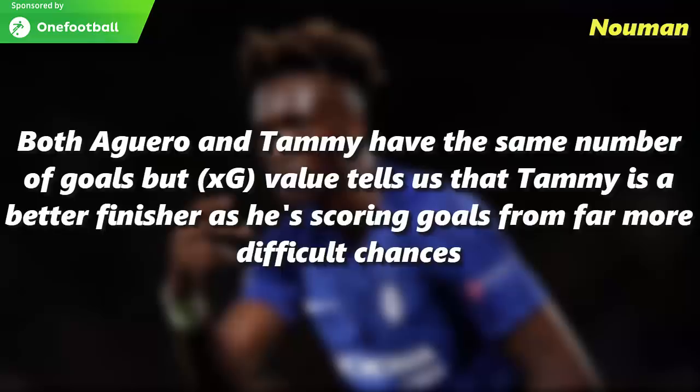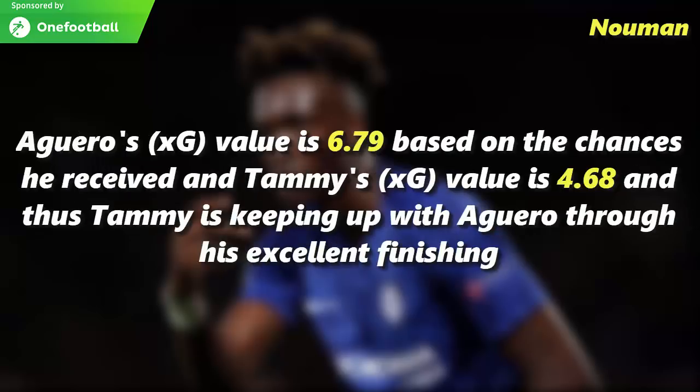Both Aguero and Tammy have the same number of goals, but XG value tells us that Tammy Abraham is a better finisher as he is scoring goals from far more difficult chances. Sergio Aguero's expected goals value is 6.79 based on the chances that he has received so far in the league. And Tammy Abraham's XG value is 4.68. And thus Tammy is keeping up with Aguero through his excellent finishing, because the XG values indicate that Tammy had more difficult chances or fewer goal scoring chances, but he was still able to convert those half chances into goals.